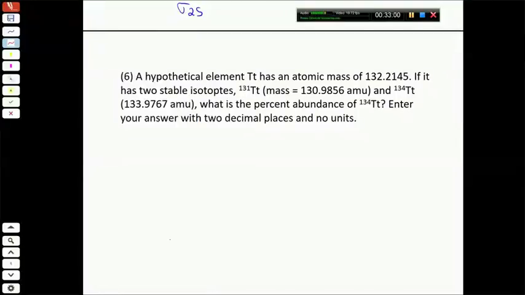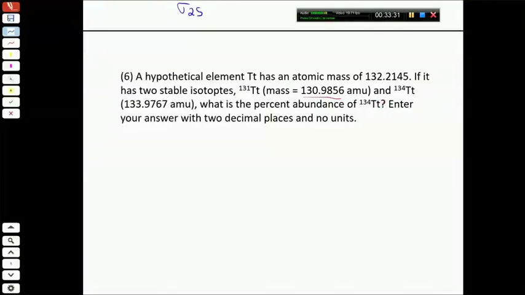We have a hypothetical element with an atomic mass of 132.2145, and we're telling you that it has 2 stable isotopes, a 131 and a 134 isotope, with the respective masses given. The reason that those masses are not exactly 131 and 134 is because of Einstein's E equals mc squared, but we give you the mass of the isotope specifically here.